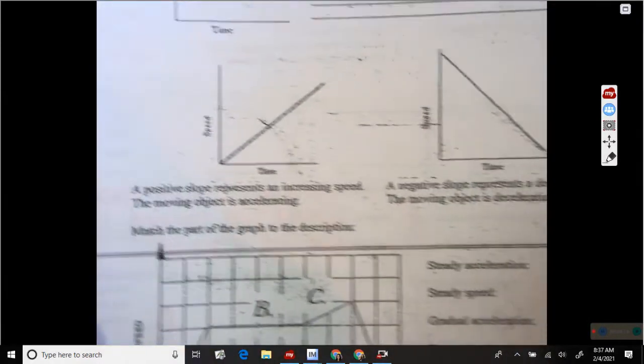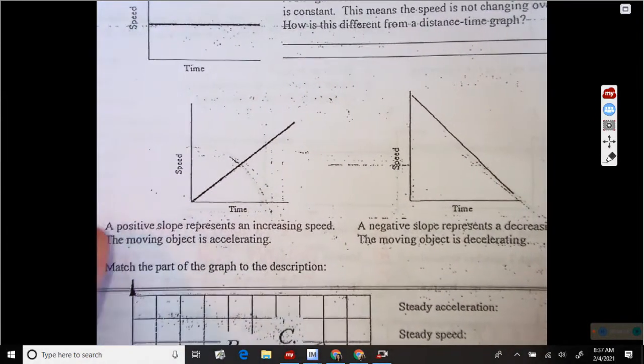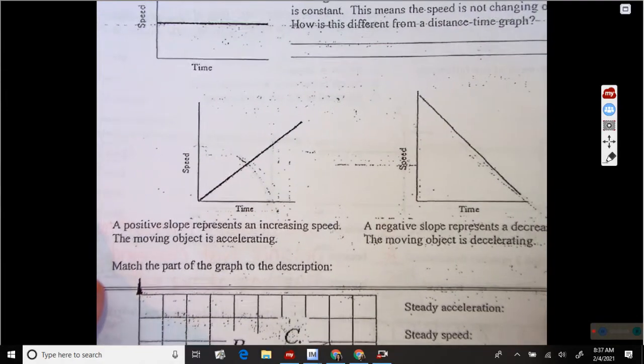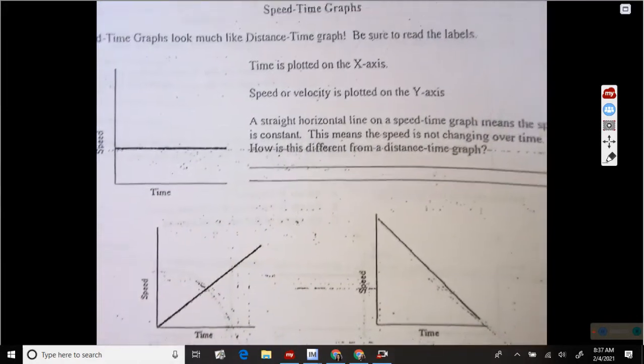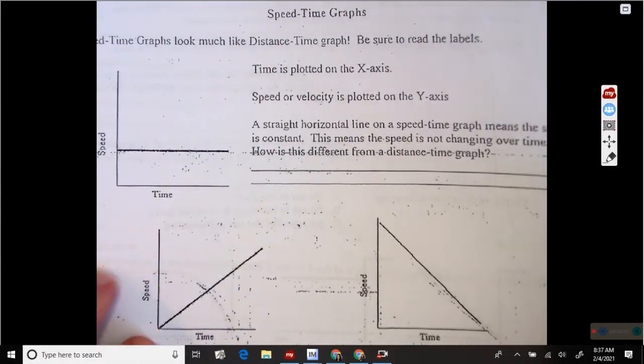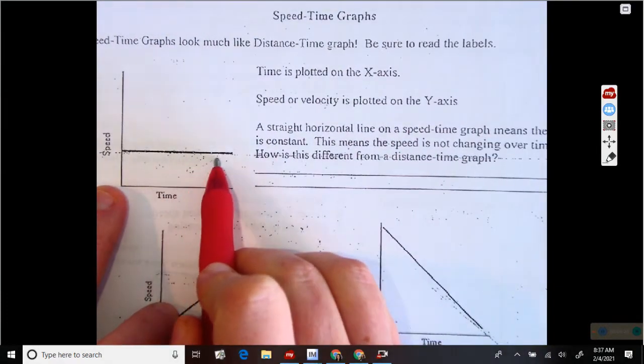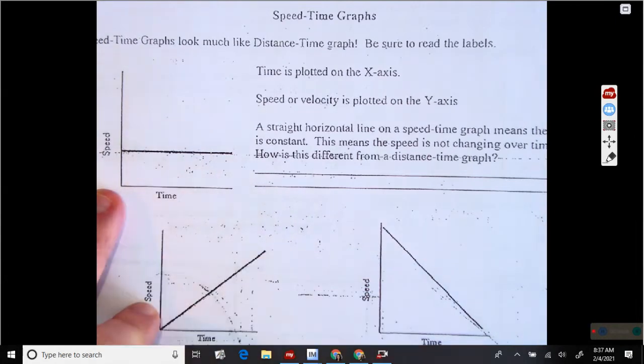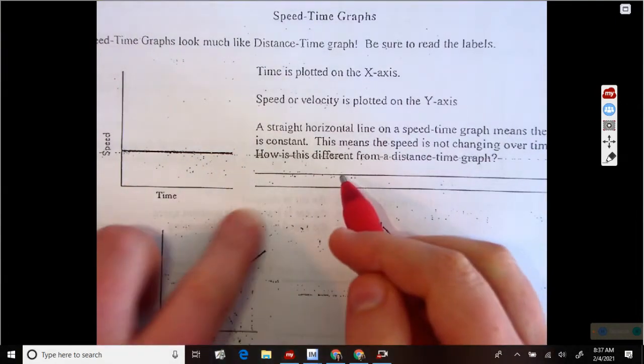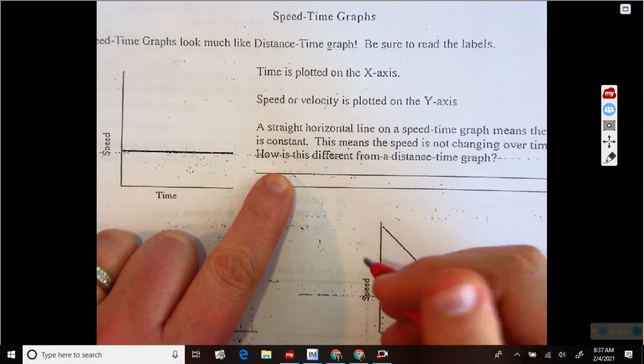So let's look at speed versus time. Okay, this is different. This is not your distance over time. This is how your speed is doing over time. So speed and velocity are plotted on the y-axis. A straight line on a speed versus time graph means our speed stays constant. So imagine you have cruise control on. So how is this different from a distance versus time graph?